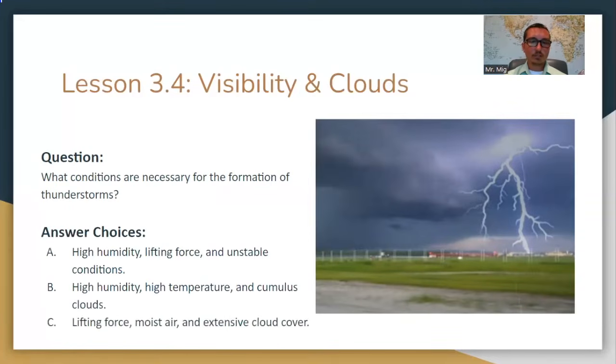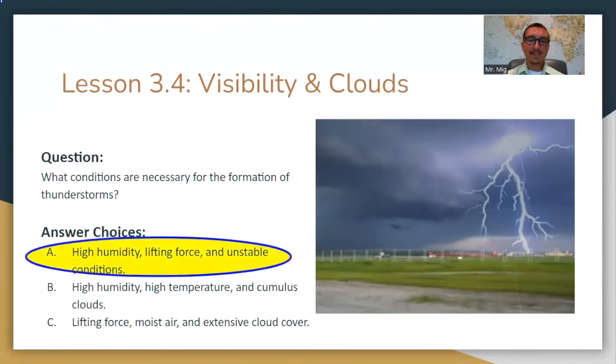What conditions are necessary for the formation of a thunderstorm? Is it high humidity, lifting force, and stable conditions? High humidity, high temperature, and cumulus clouds? Lifting force, moist air, and extensive cloud cover? Go ahead, pause the video if you want. Okay. And the correct answer was high humidity, lifting force, and unstable conditions.